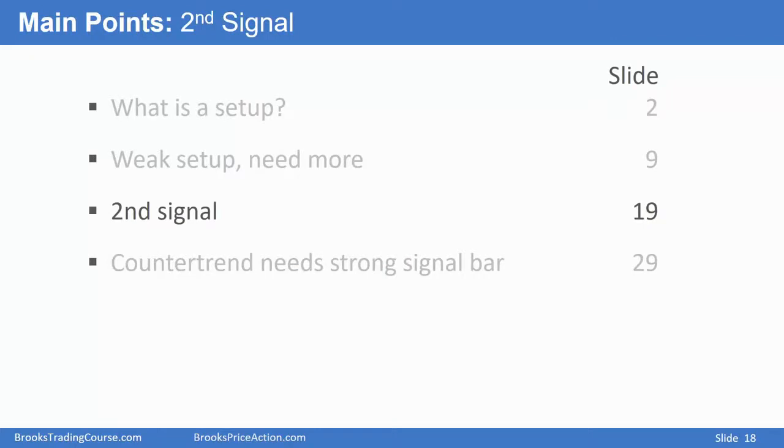Now, I also want to talk about second signals. Sometimes the context is good enough for a trade, but the signal bar is not strong enough, or maybe the context is not quite good enough. In that case, a lot of times, it's better to wait to see if there's a second signal.